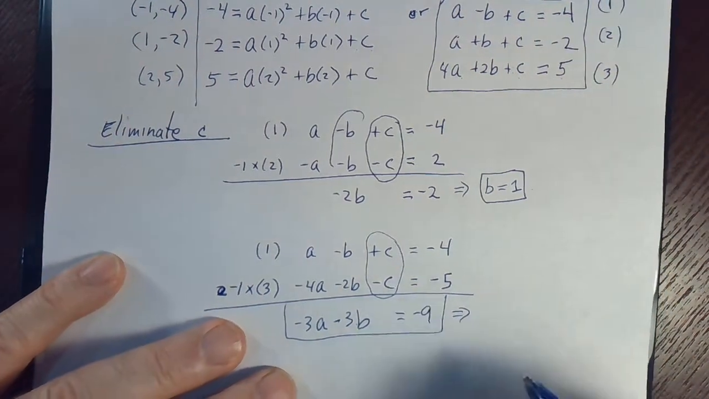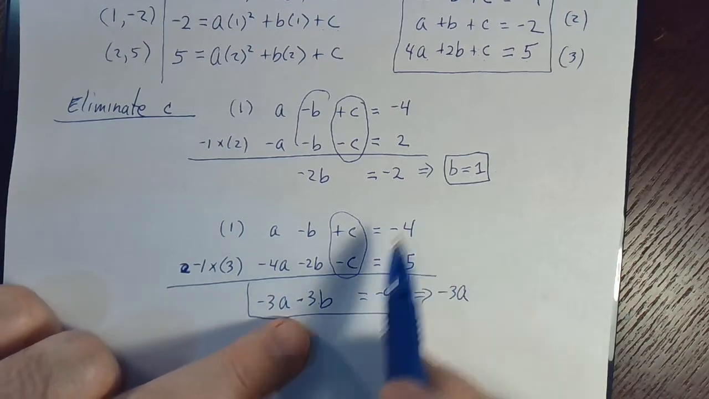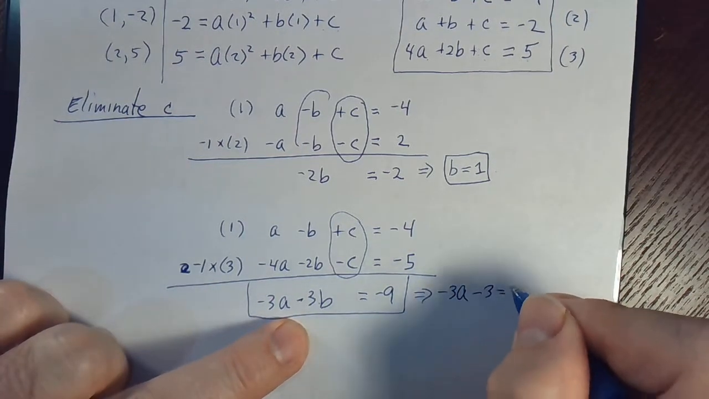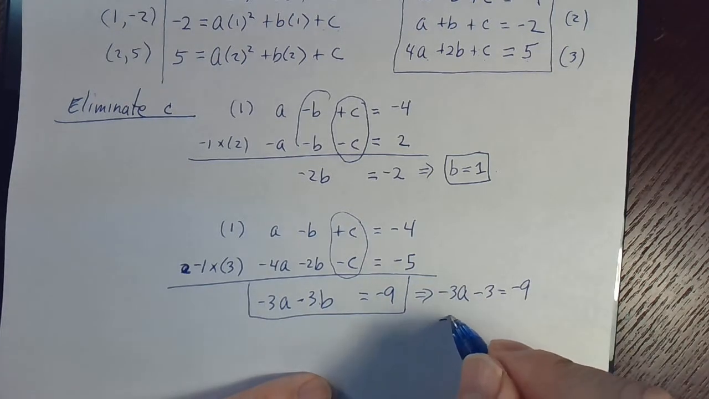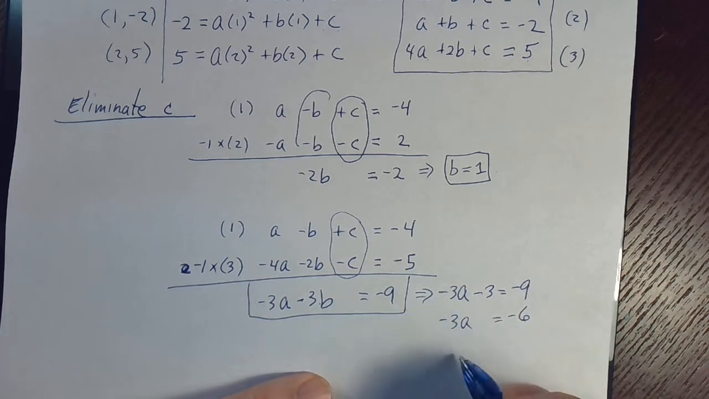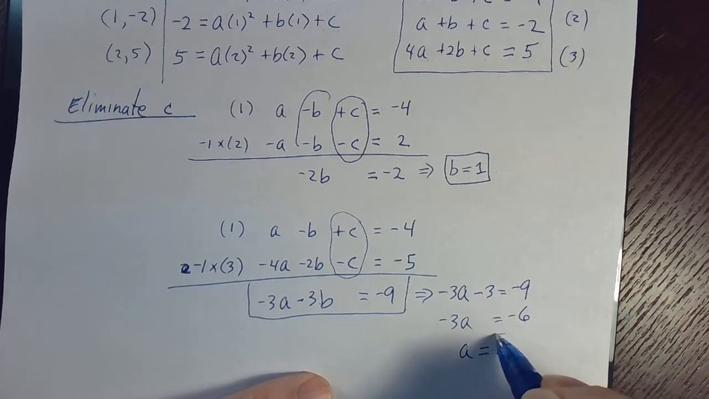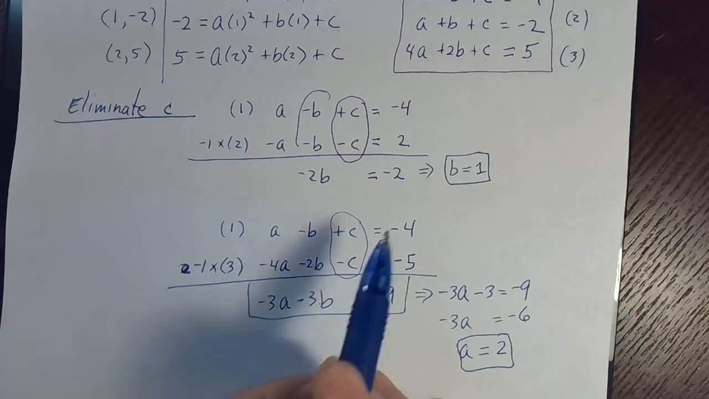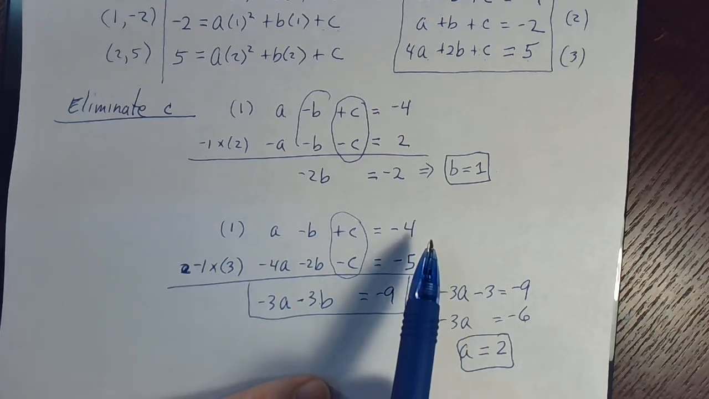Okay, so negative 3a. b is 1, so minus 3 equals negative 9. Add 3 to both sides. Adding 3 gives me negative 6. Dividing both sides by negative 3 gives me negative 6 over negative 3, which is 2. So a is 2, and b is 1.